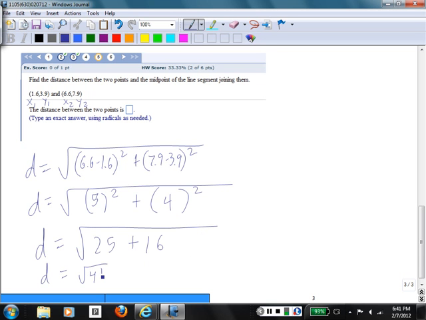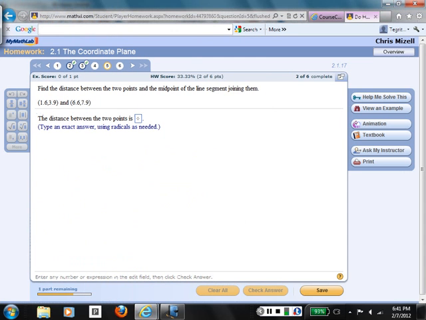And 41 does not have any perfect square factors, other than 1, obviously, so nothing we can use to simplify it. So the square root of 41 should work for the distance there.